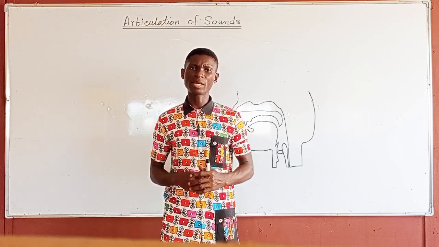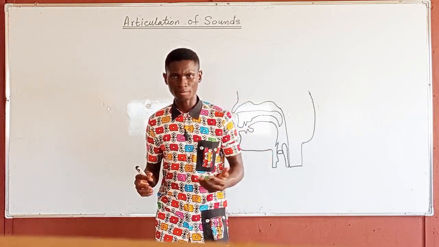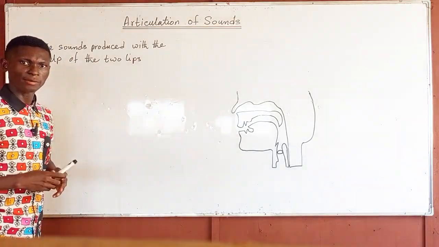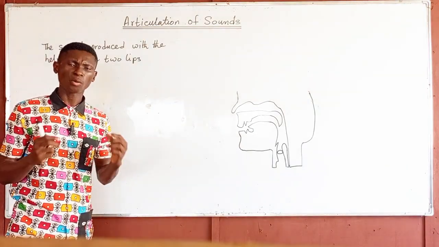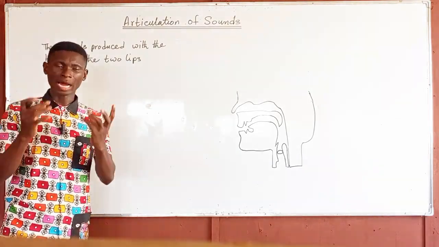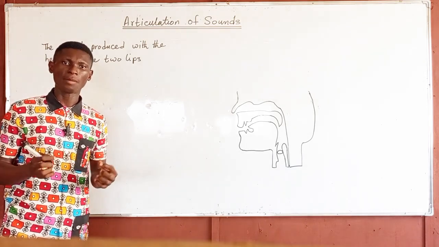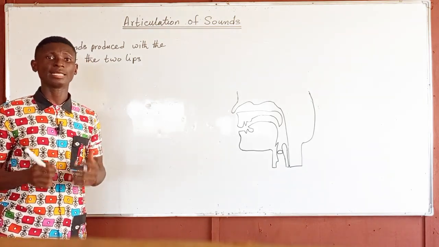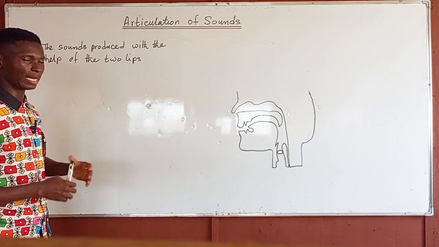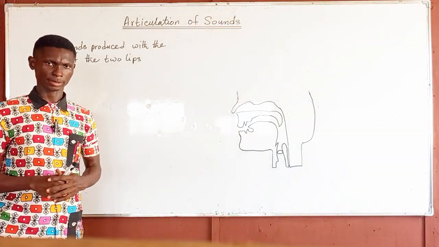Having said this, let me begin with the sounds produced with the help of the lip. All right, so in English language, those sounds produced with the help of the two lips are known as bilabial sounds. Bi means two, that's to say two sounds made through the help of the lips. Bilabial. Labial is an adjective formed from the word lip. So we have certain sounds in English language that are produced with the help of the two lips.